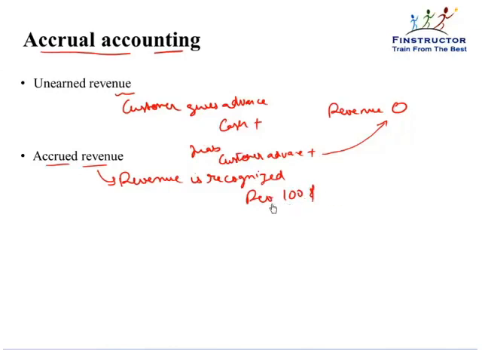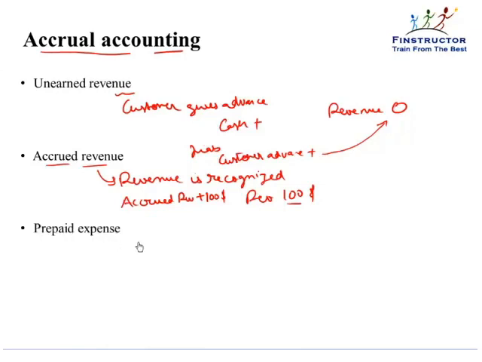So at the moment, there will be no cash addition in the balance sheet since this revenue hasn't yet come. However, there will be an accrued revenue on the balance sheet that will increase by $100. It is an asset account.